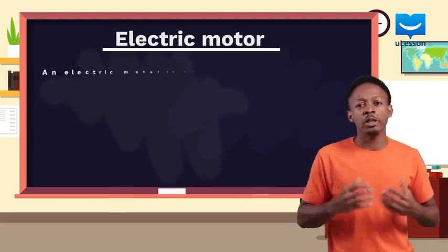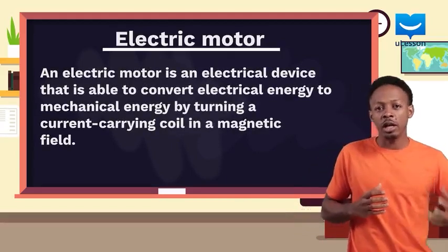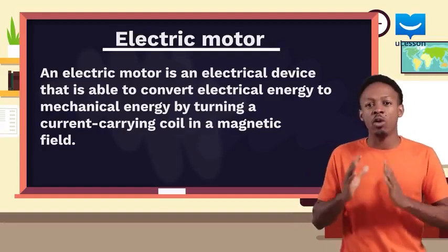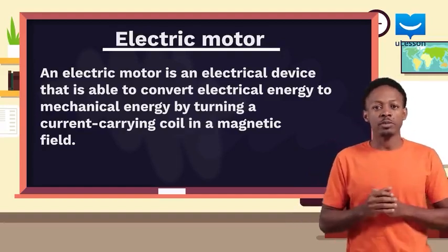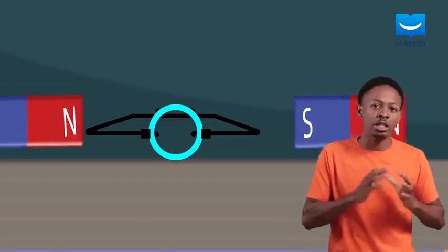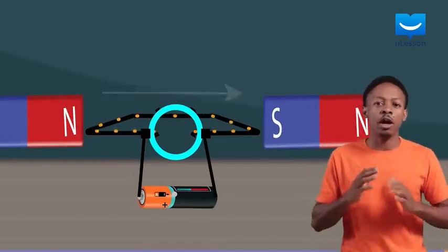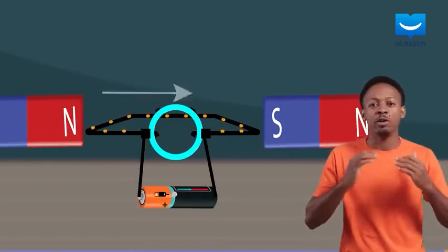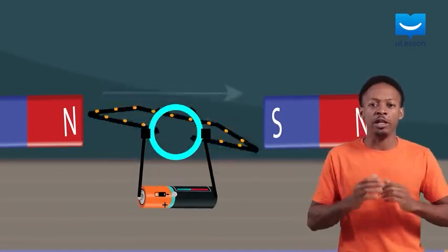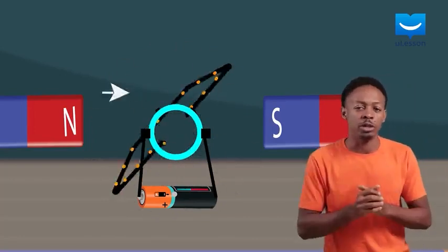An electric motor is an electrical device that is able to convert electrical energy to mechanical energy by turning a current carrying coil in a magnetic field. This is similar to the process we described in our lesson on the magnetic force on a loop. We explained how passing current through a wire loop placed in a perpendicular manner in a magnetic field will produce a turning effect. This turning effect can be used to turn other devices or components.